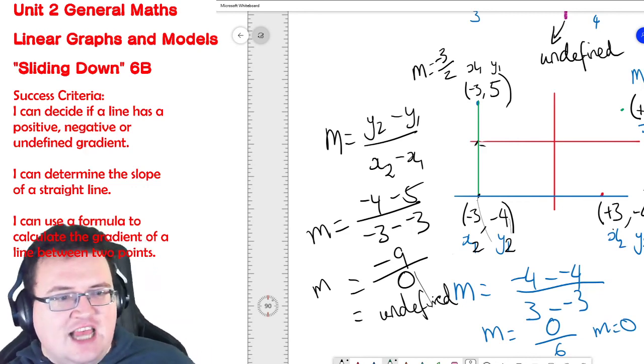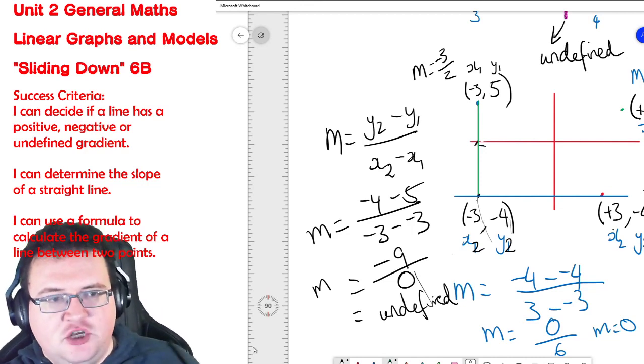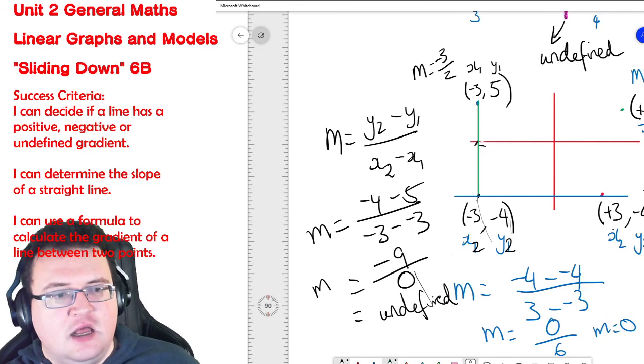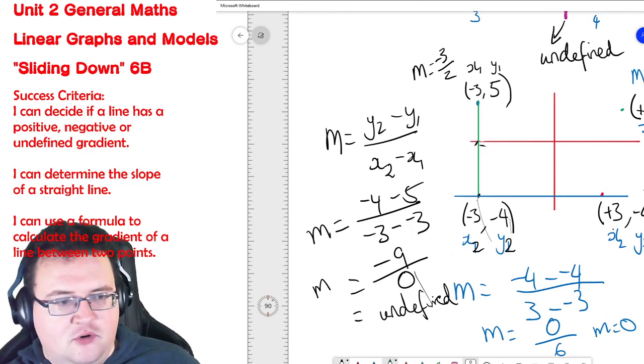All right, so this is everything you should need to do 6B out of your textbook. Again, the textbook PDF is up on Compass for you all.